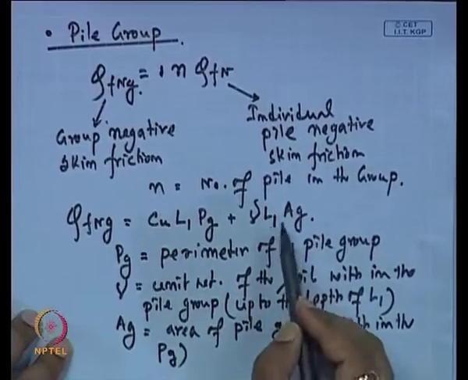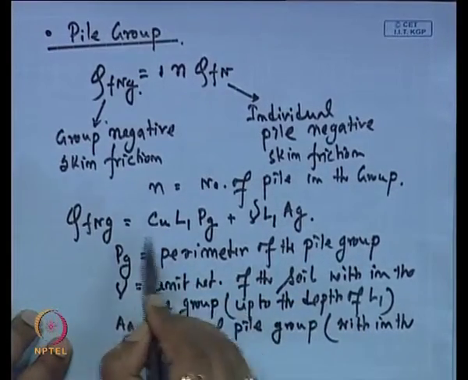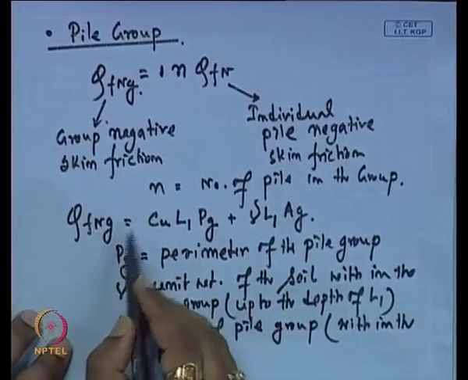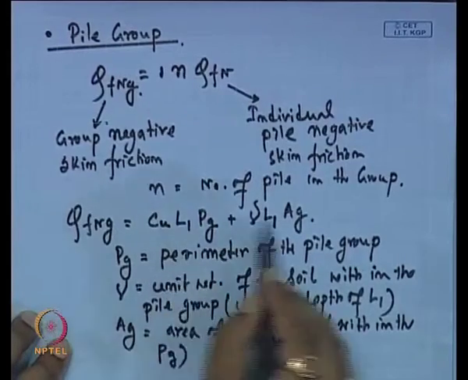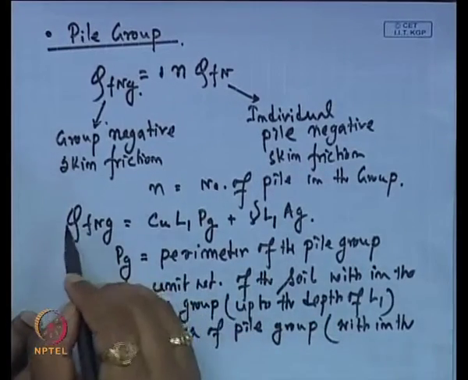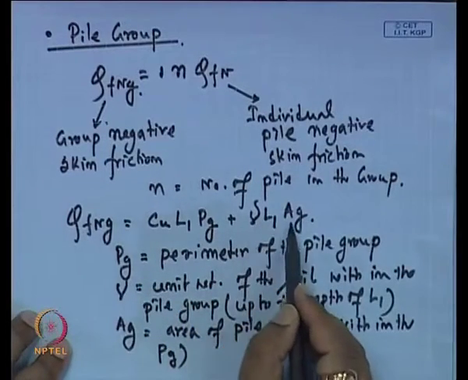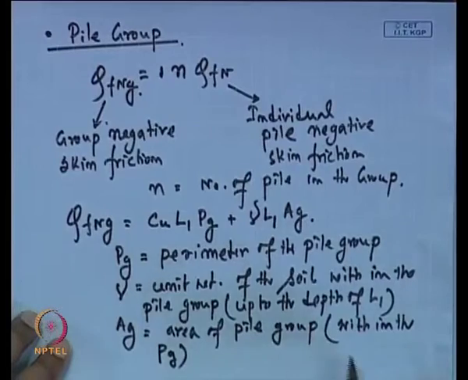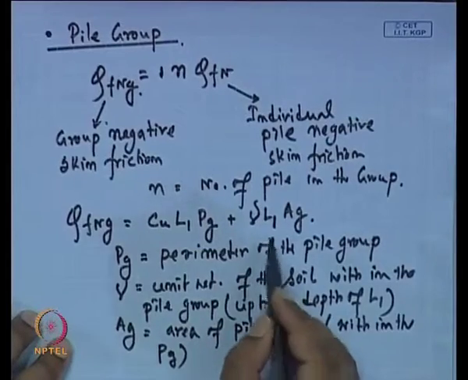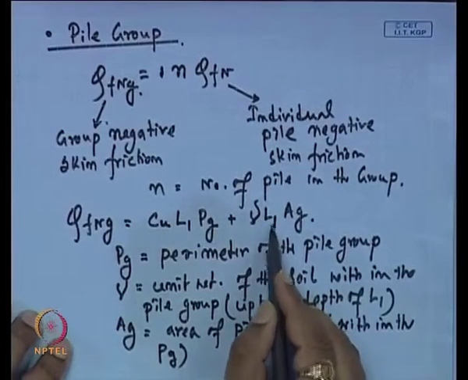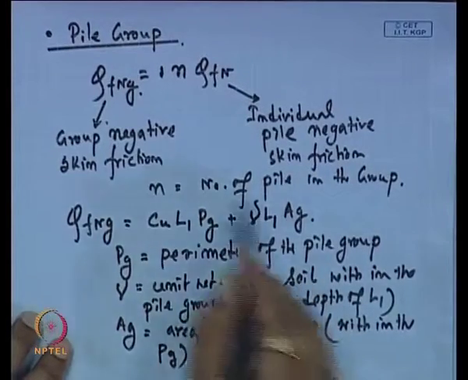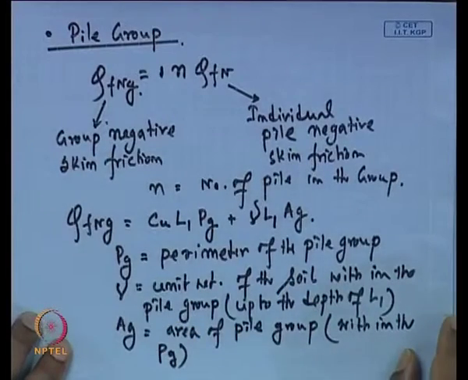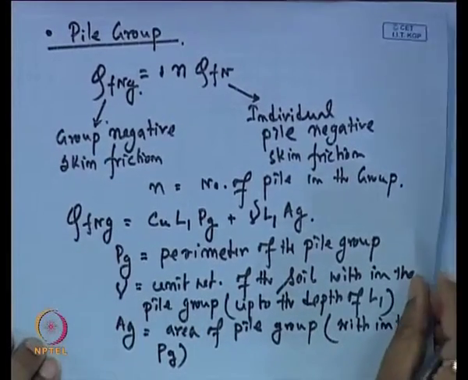and then here we will not consider any adhesion factor, because adhesion factor is basically equal to 1, because this is the interaction between soil and soil, as you are considering the pile foundation as a group. And then Ag is the area of the pile group within the perimeter Pg, and L1 is the length of the compressible layer, and gamma is the unit weight of the soil within the pile group. So, this will give us the negative skin friction of the pile in group.